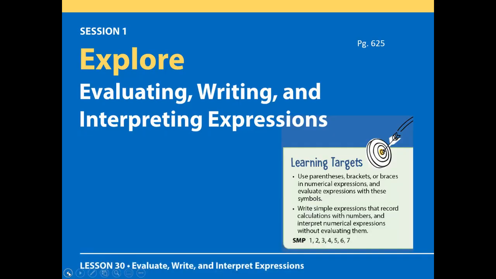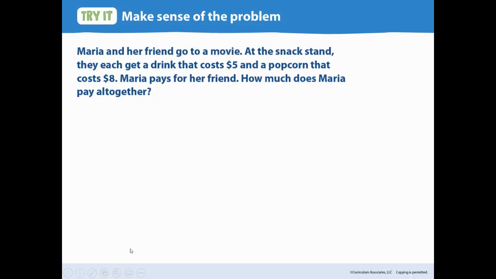So we are going to be on page 625. Make sure you're on 625. Maria and her friend go to a movie. At the snack stand, they each get a drink that costs $5 and a popcorn that costs $8. Maria pays for her friend. How much does Maria pay all together? All right, so let's do that one more time. Maria and her friend go to the movie. At the snack stand, they each get a drink that costs 5 and a popcorn that costs 8.